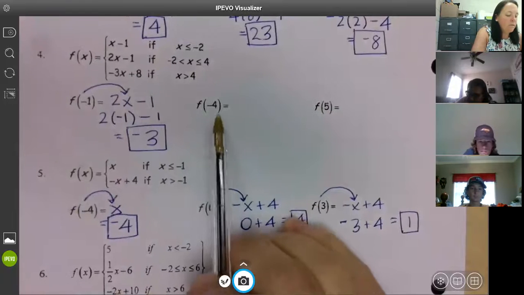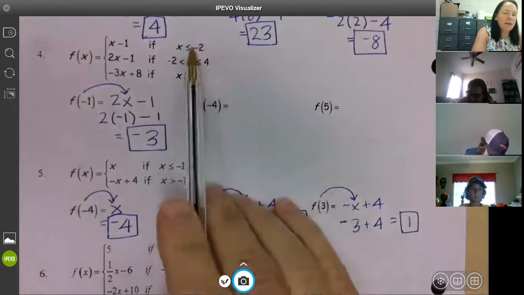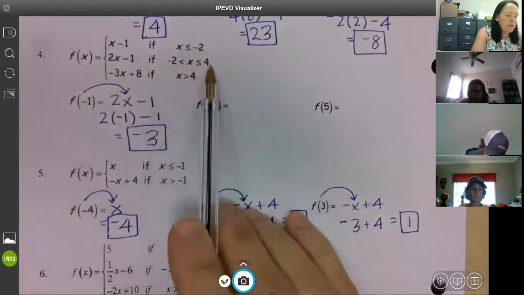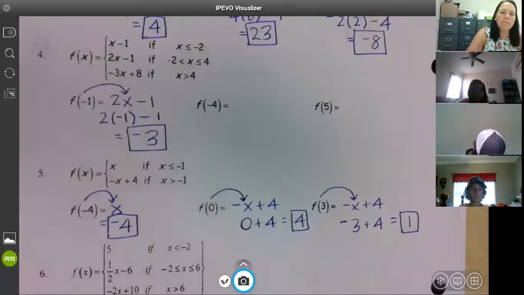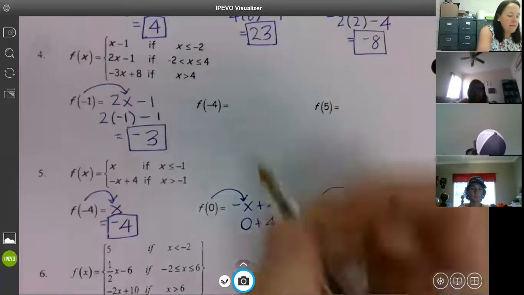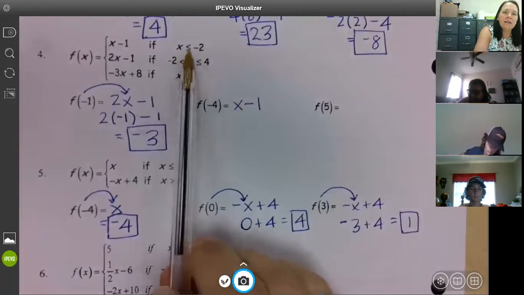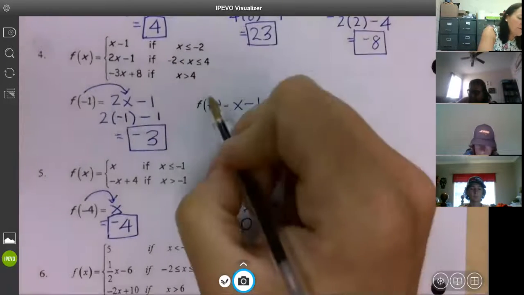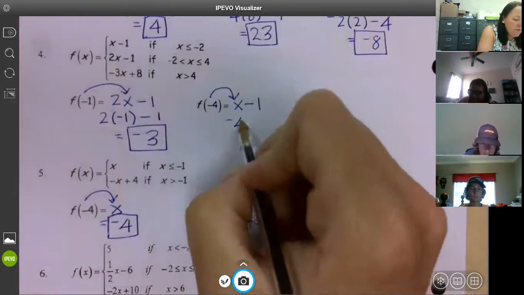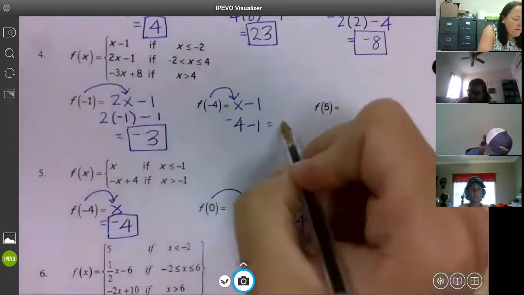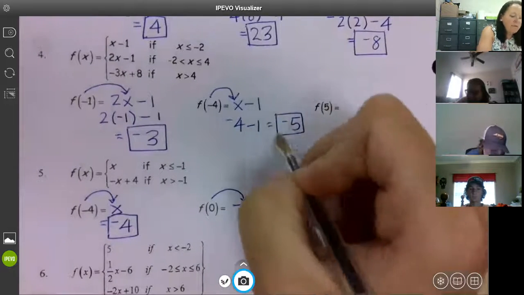Where does negative 4 fall? Is it less than or equal to negative 2? Is it between negative 2 and 4, or is it greater than 4? Less than negative 2. So we're going to use the first function. Again, it falls to less than negative 2. And we just plug our negative 4 in. So negative 4 minus 1 is negative 5.